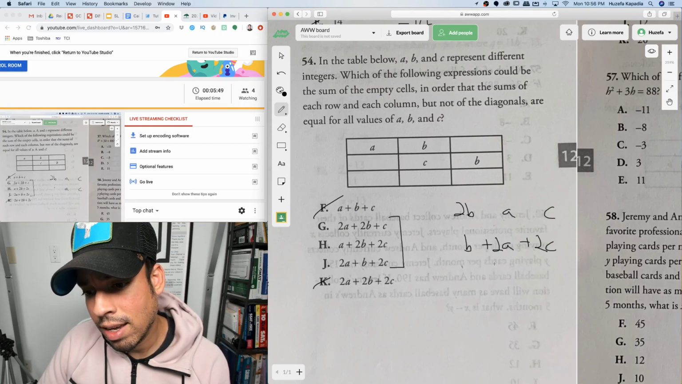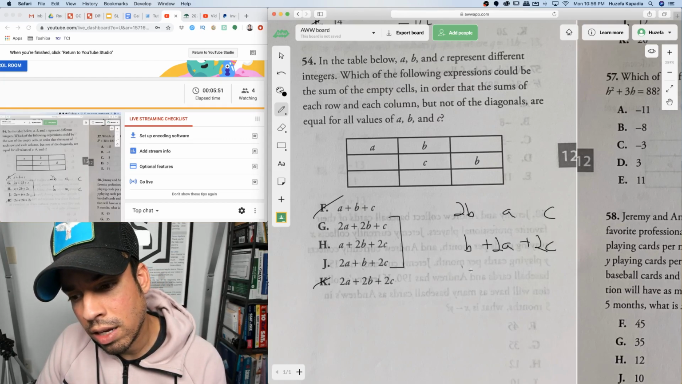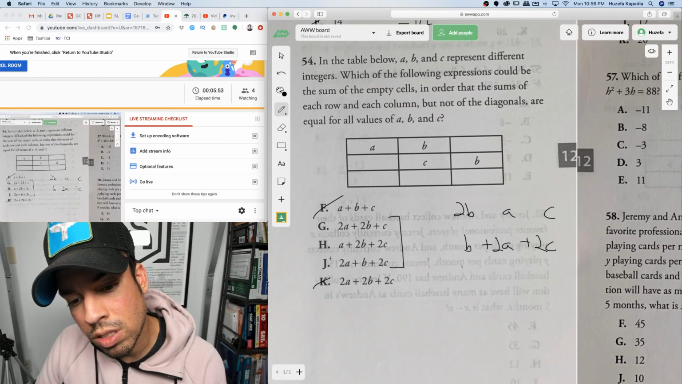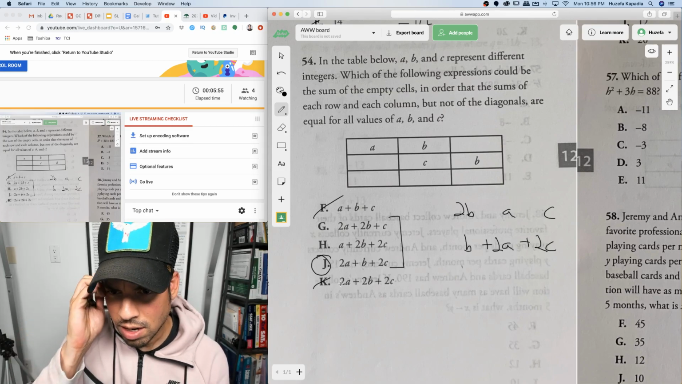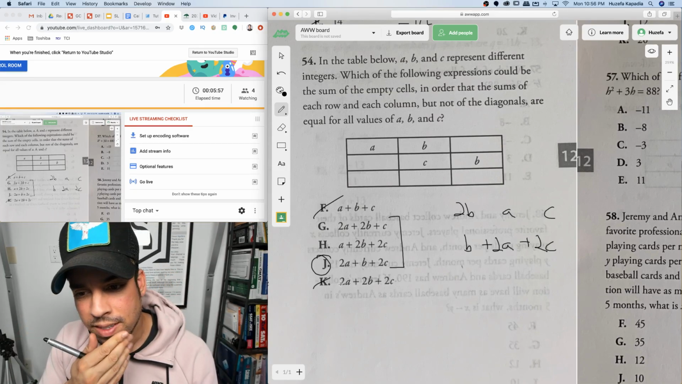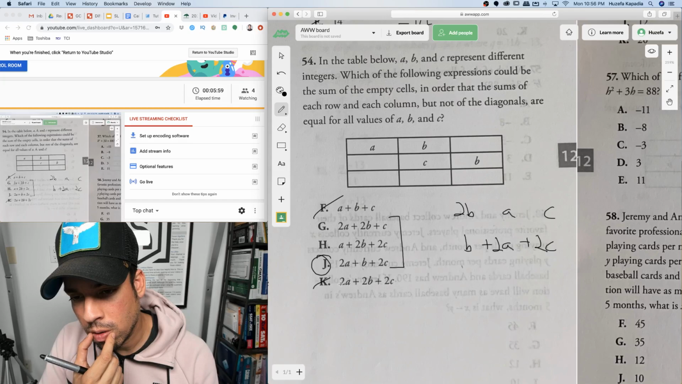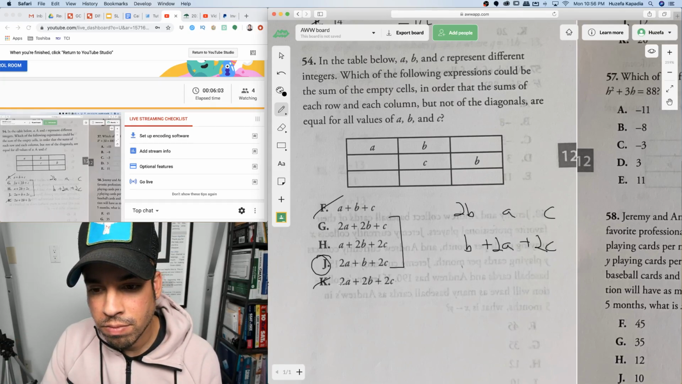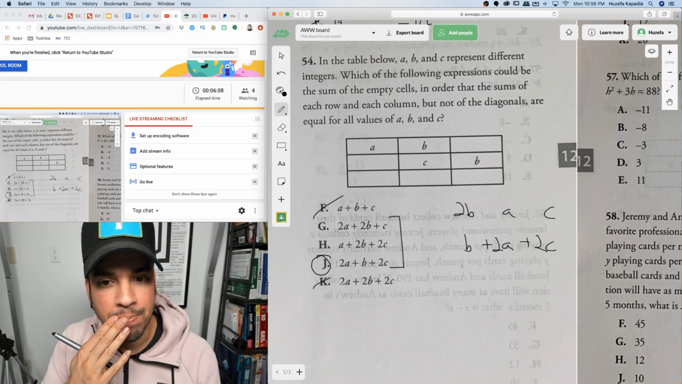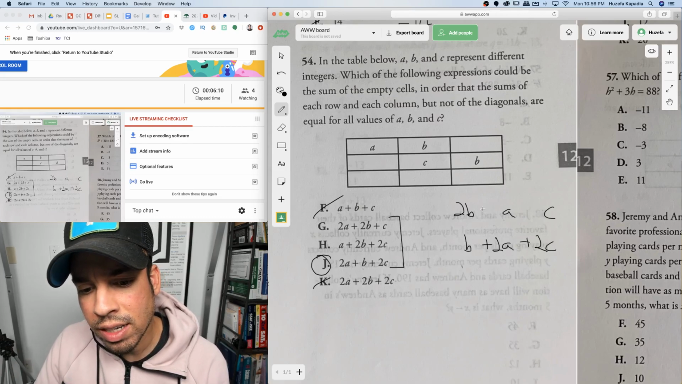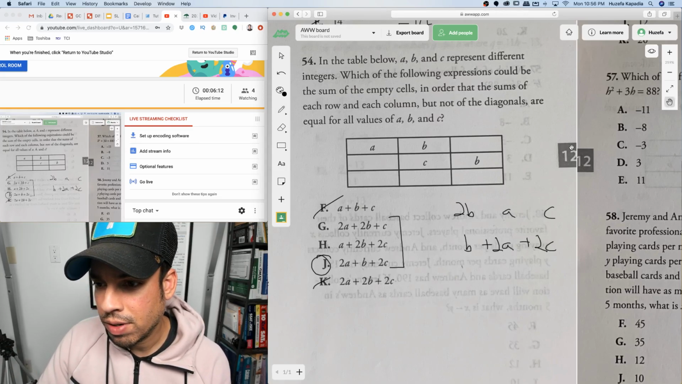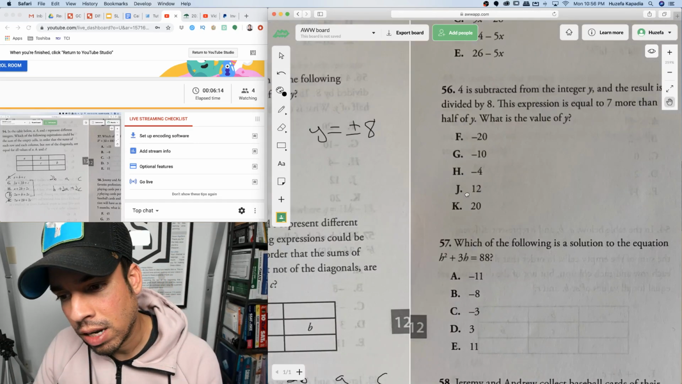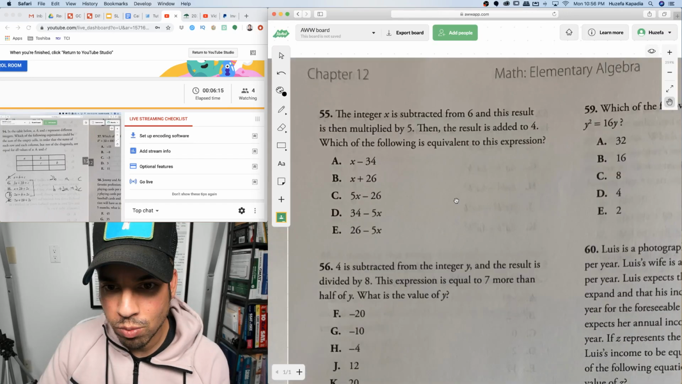So I guess it's 2A plus B plus 2C. I'm guessing this is it. However, I still just don't know. Okay, it must be that, right? It must be that. It's the only thing I can think of. So we'll come back and I'll see if I got it right. And if I got it wrong, we'll check the explanations and see what they're exactly asking.